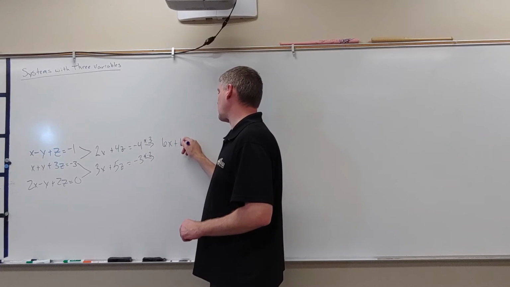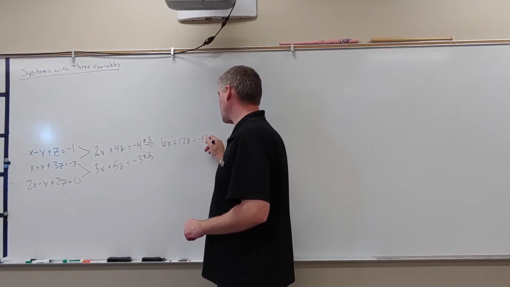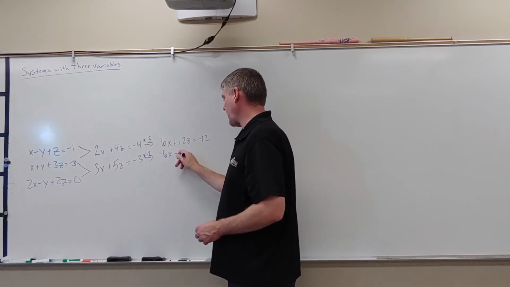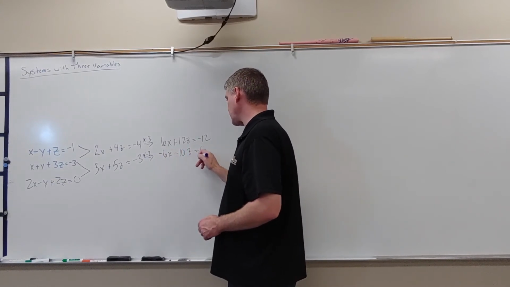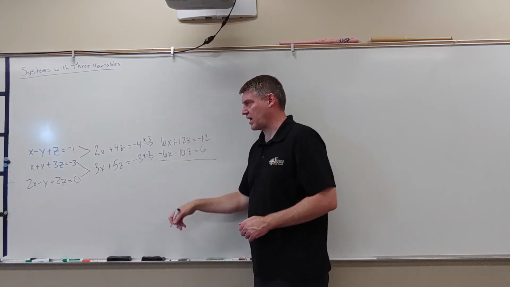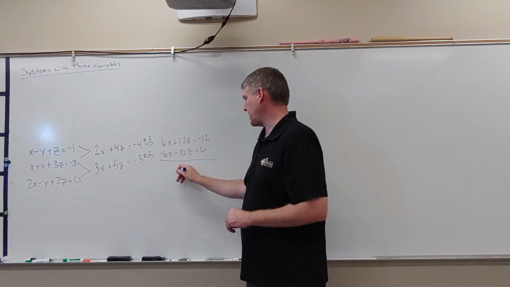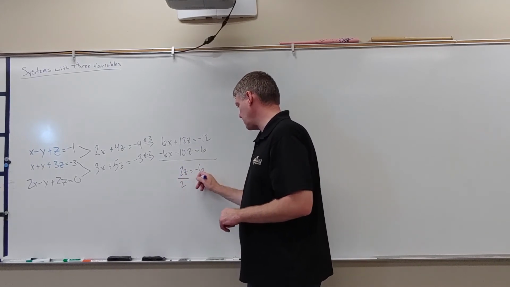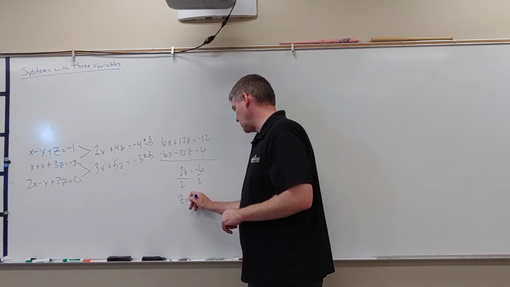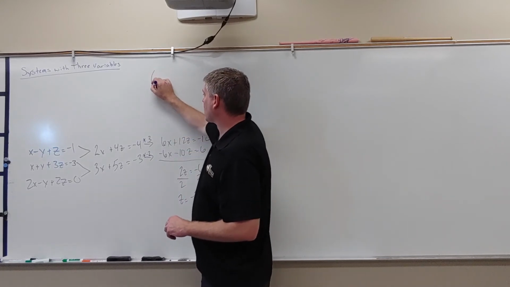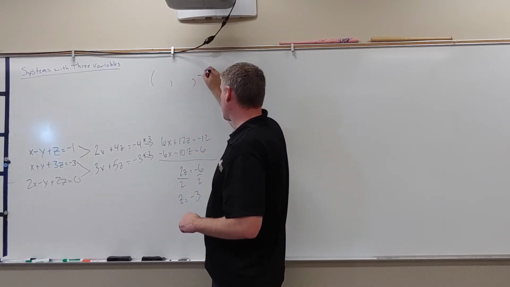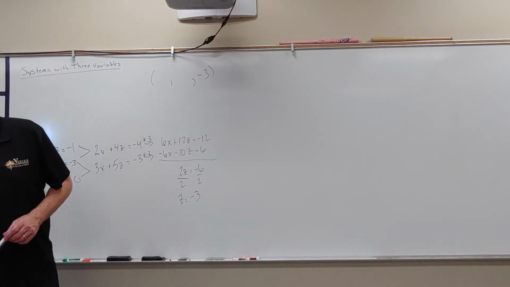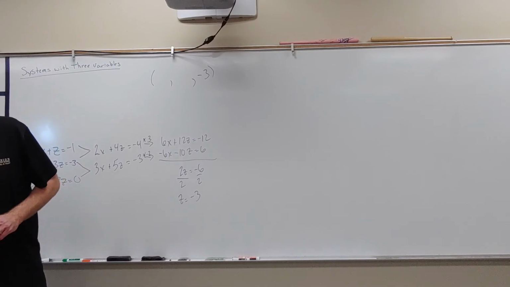So I'm going to multiply 3 by this top equation. 6x plus 12z equals negative 12. Negative 2, so I get negative 6x minus 10z equals 6. And now I'm going to add straight up and down. The x's go away. I have 12z minus 10z is 2z equals negative 6. I'm going to divide by 2, z equals negative 3. So in my ordered triple, I now know that z is negative 3.